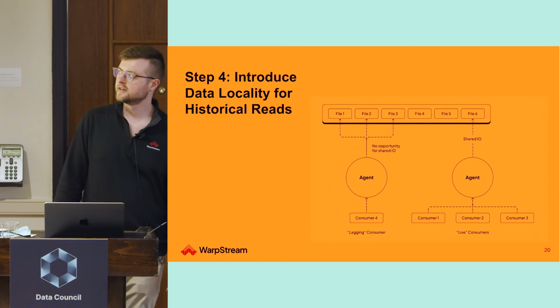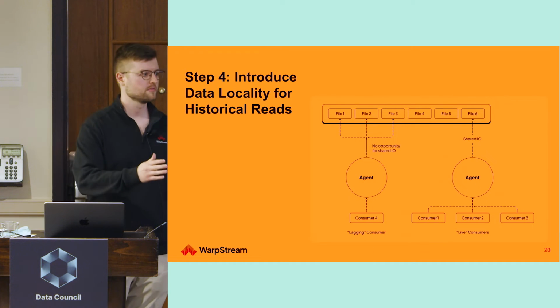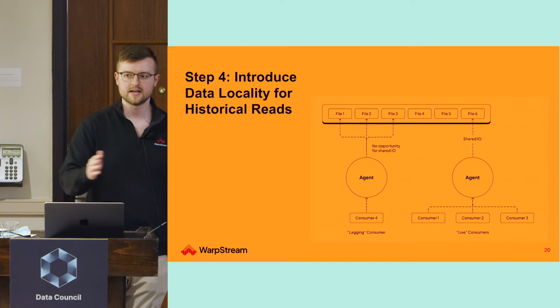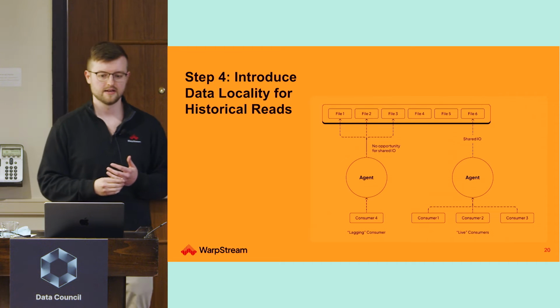So, but what if you're reading old data that's no longer in the cache? What do you do in that case? This is pretty common in Kafka. People reset the consumer group offsets back to some prior point in time because they have a bug that they want to fix in their application by reprocessing some of the old data.